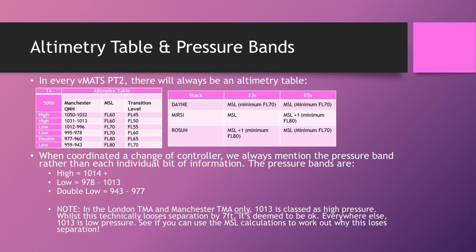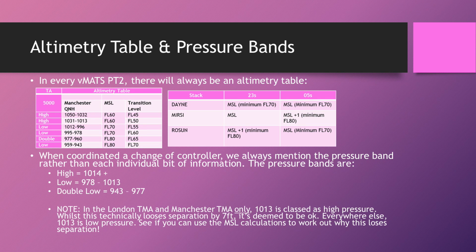Those are pressure bands. When we coordinate a change of controller, so when you're taking over from someone else, or someone else is taking over from you, and you do your coordination, we don't tell the other controller every single bit. We only tell them the pressure band. It makes the coordination a lot shorter, but the other controller can still work out what they need to from just the pressure band alone. The pressure bands in the UK are defined as high pressure is 1014 and above, low pressure is 978 to 1013 inclusive, and double low pressure is 943 to 977 inclusive.